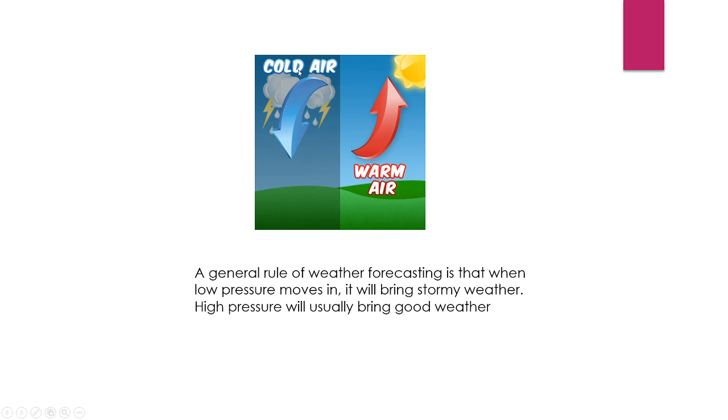For example, cold air sinks in while warm air rises. Cold air has high pressure, warm air has low pressure. A general rule of weather forecasting is that when low pressure moves in, it will bring stormy weather and high pressure will usually bring good weather.